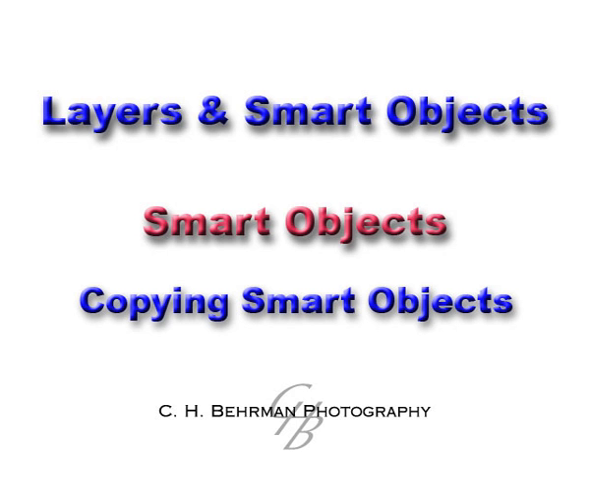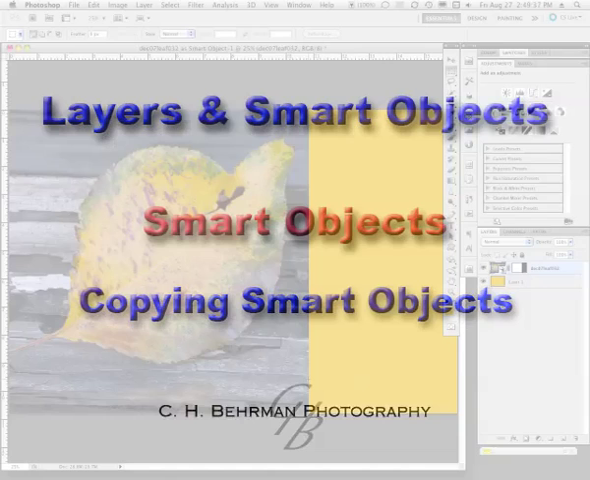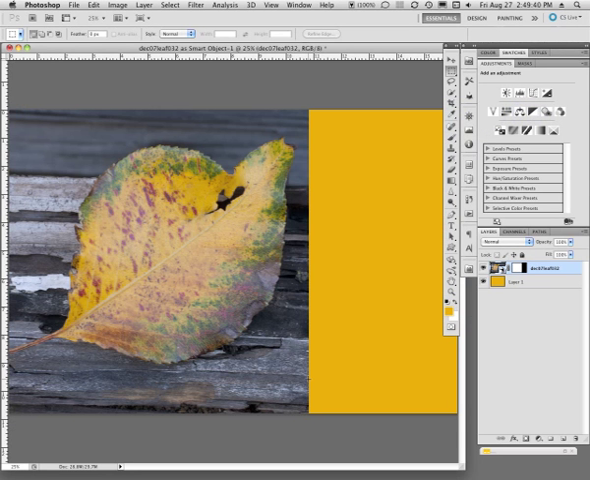Let's investigate a couple of ways to replicate a smart object. By replicate, I mean copy. First of all, I've got my smart object here sitting on this yellowish layer, and you can see I've got a layer mask on here so that I constrain this to be square.